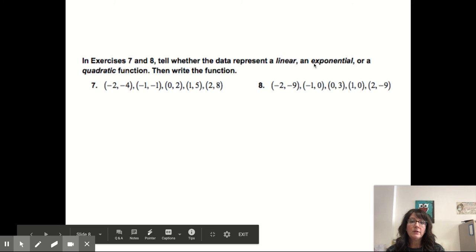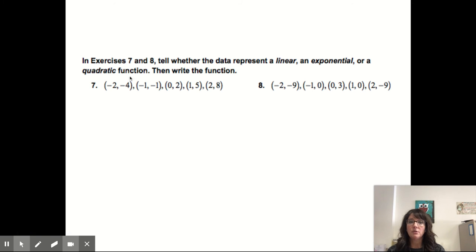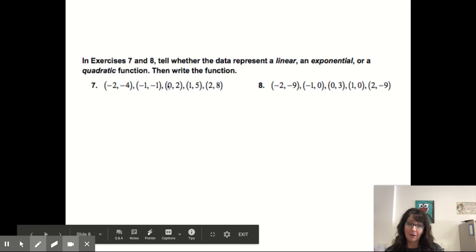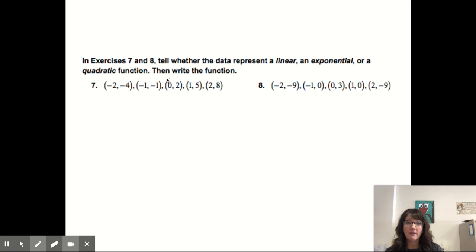So we want to tell whether or not the data represents a linear, exponential, or quadratic function. Then it says we're going to write the function. Well, you should be able to write a linear function, right? If it's a constant rate of change, you calculate the slope, and if you see a point like 0, 2, you should be able to put it in slope-intercept form. That's pretty critical.